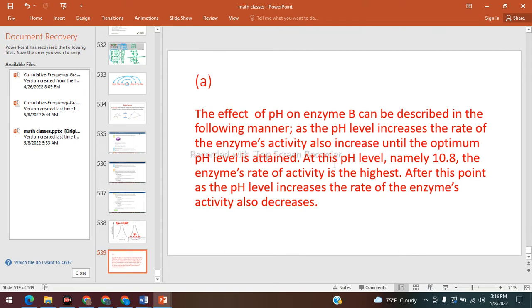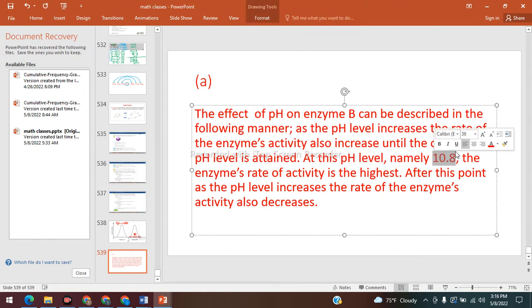Now, as you can see, we didn't need to figure out exactly what the pH level was in order to answer this question. That was just something nice that we could do to make the answer look good. But what does this tell us about the enzyme though? So this indicates what about the enzyme?